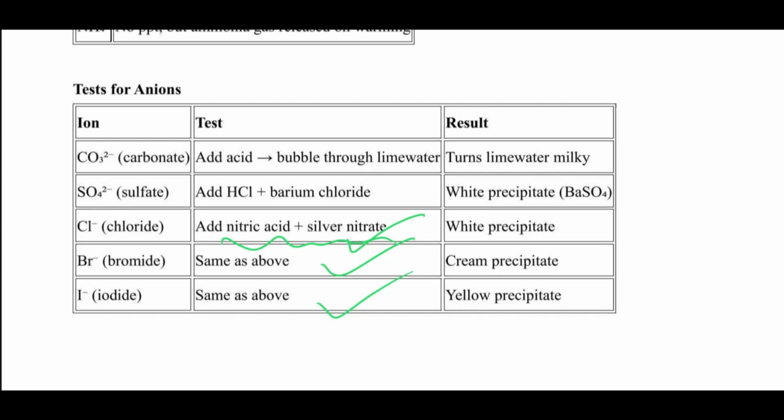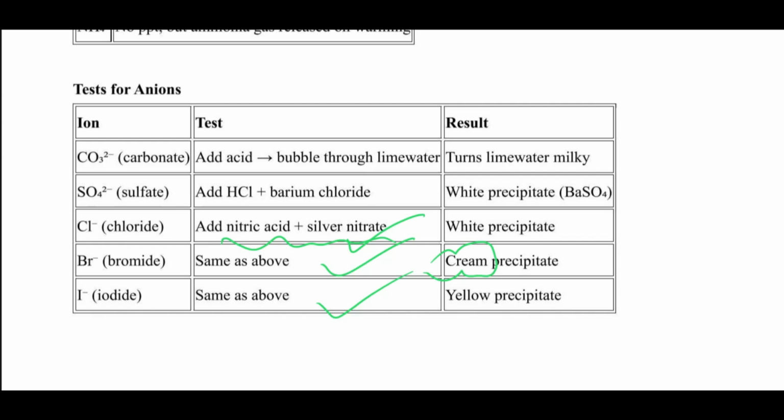If chloride is present, you will get a white precipitate. If bromide is present, you are going to get a cream colored precipitate, a little bit milky in color. And if iodide ions are present, you are going to get a yellow precipitate in your solution. You just have to add nitric acid and silver nitrate. Please memorize this test so it will be easy for you to choose the right option.